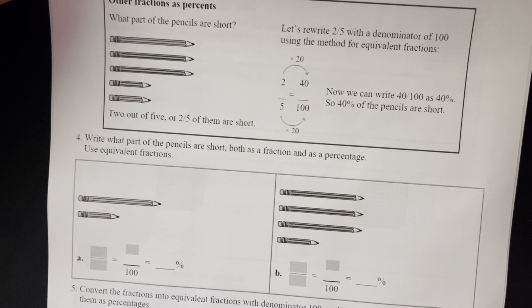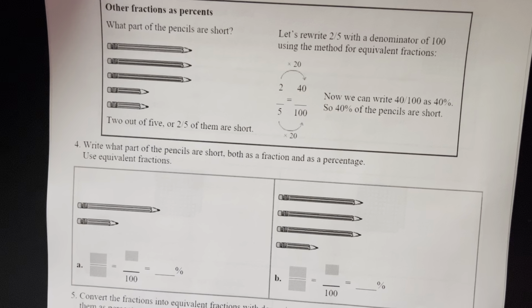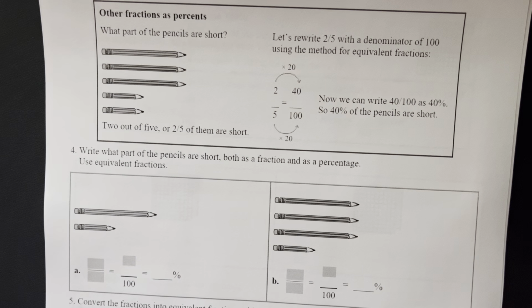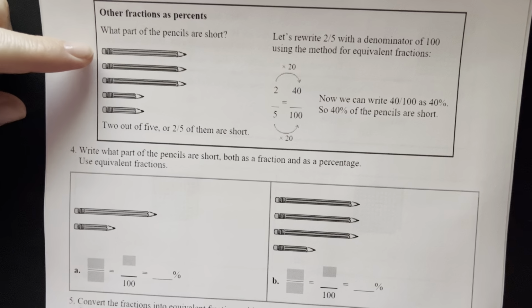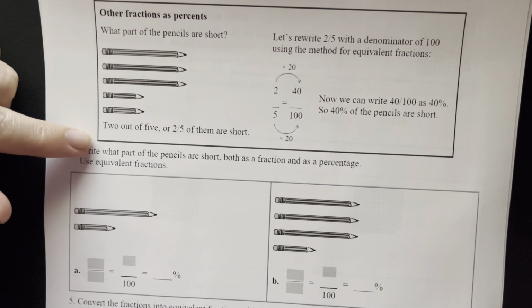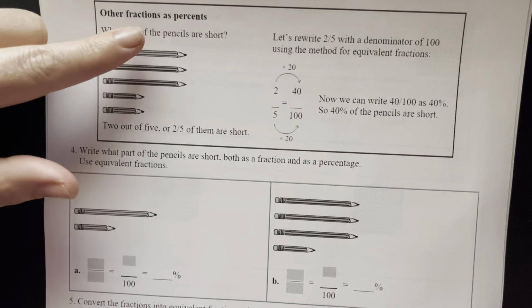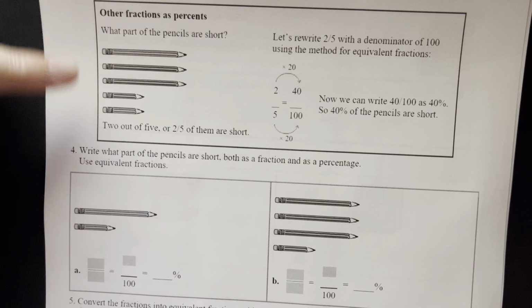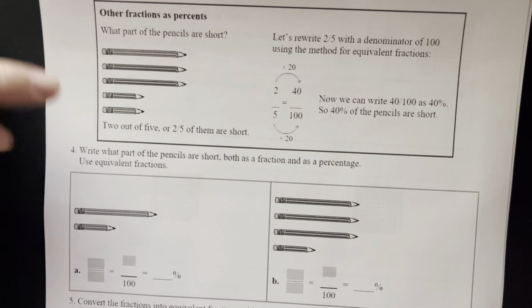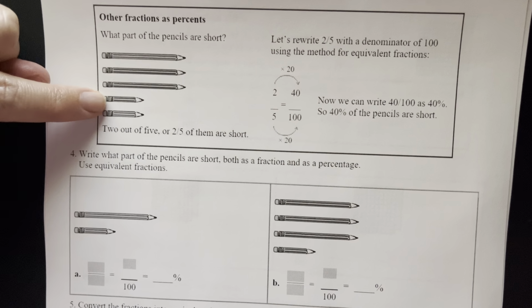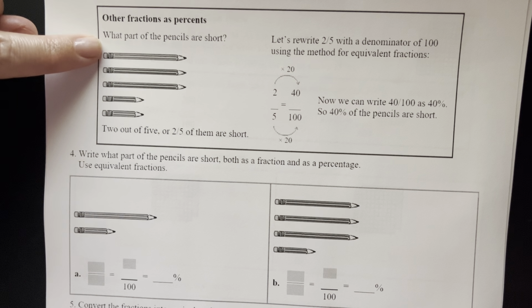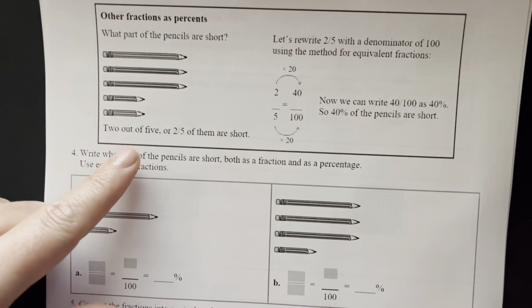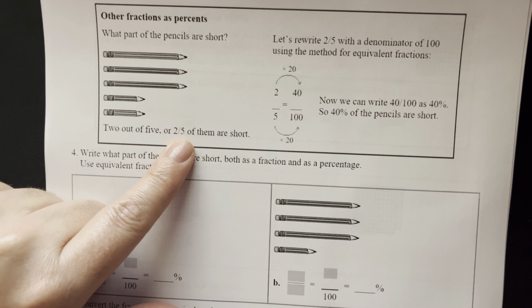This next page is changing the visual. We're not using 100 grids anymore. We're using other visual representations. So we're given, in this case, pencils, and we're asking what part of the pencils are short, meaning what number of the given pencils are short. So in this case, we can see there are 2 short pencils out of a total of 5. So 2 out of 5, or 2/5.